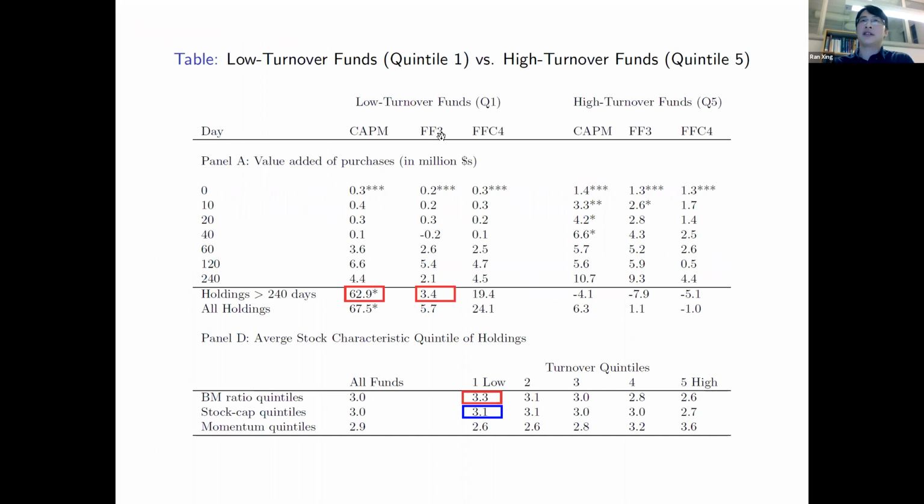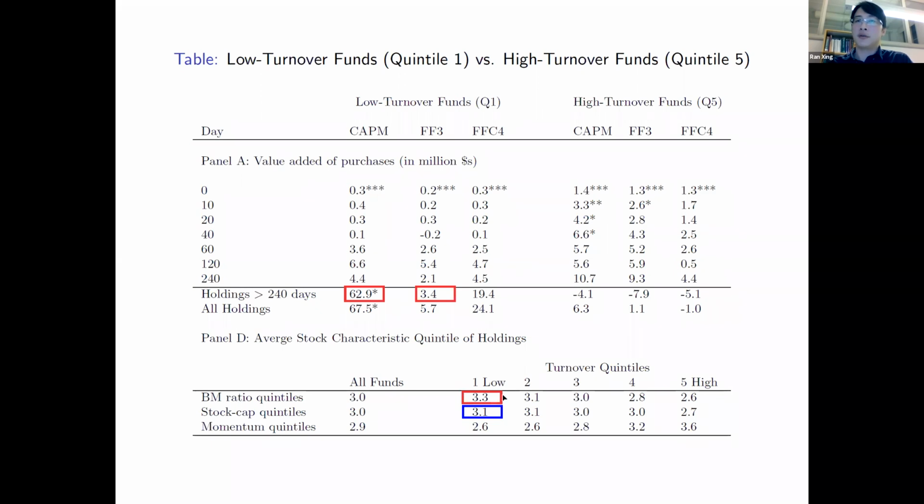Here we can see after we include the value factor and size factor into the benchmark and use the Fama-French 3 factor, the low turnover funds' value added from holdings longer than a year almost disappears. We also do another analysis to show the average stock characteristic quintile of holdings. For the book to market ratio, for stock cap, and also for momentum, we can see that all funds are relatively neutral in terms of holdings. So they have the average quintile of 3 for all these 3 styles.